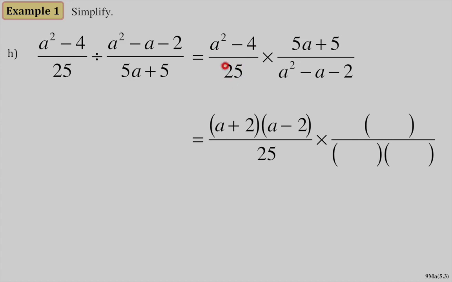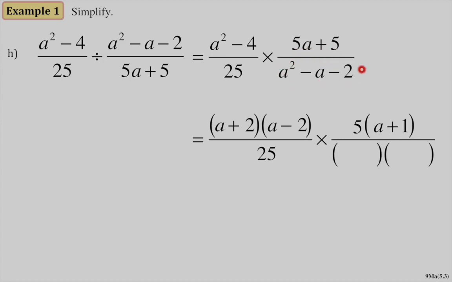I'm not going to factorize 25 because it can't be factorized. It's just 25. This fraction here, take out a common factor of 5. 5 goes into itself once, so you'll get 5 and a plus 1 because 5 goes into itself once.